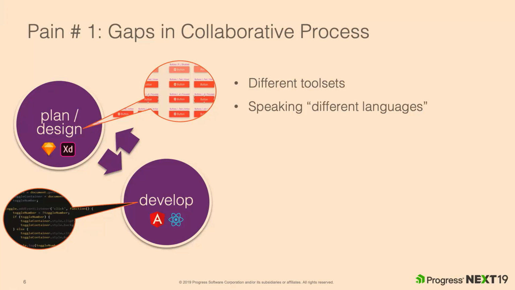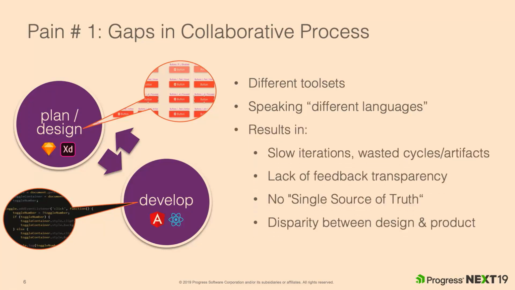And sometimes the developer gets hexadecimal color codes, and they get dimensions, and they get pieces of it, but they don't get the entire picture. And they have to translate that into code. Oftentimes, the net result of this is slower iterations, a lot of iterations, and wasted cycles and artifacts, right? There's a lack of feedback, transparency, and there's no single source of truth. If you ask a UX designer, their single source of truth is what they output. And if you ask the developer, the single source of truth is the code. But there's no real single source of truth.